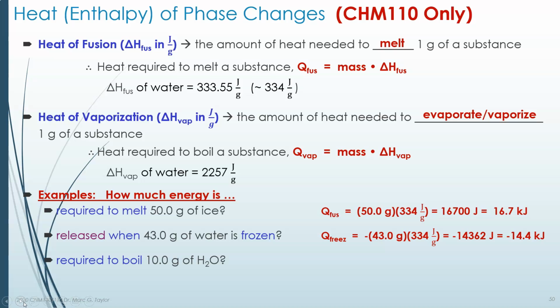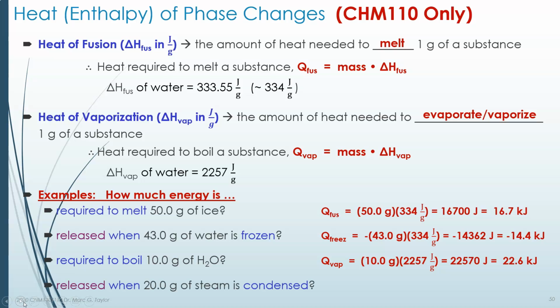Boiling, now we're using the heat of vaporization, or the enthalpy of vaporization, the delta H of vaporization. We multiply 10 grams of water that we're going to boil times the heat of vaporization, and we end up getting 22,570 joules, or about 22.6 kilojoules of energy needed to boil 10 grams of water.